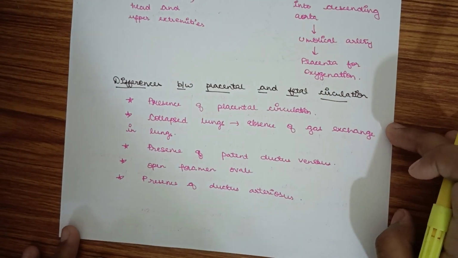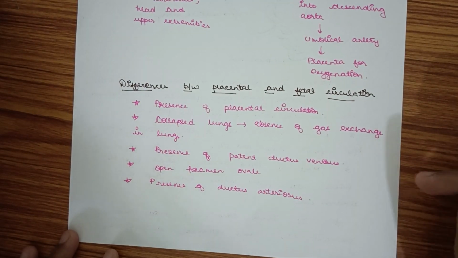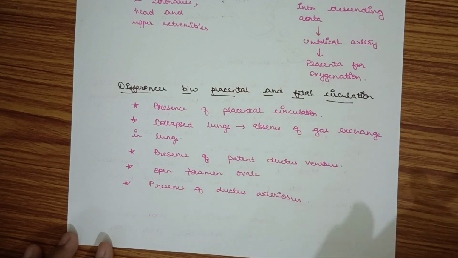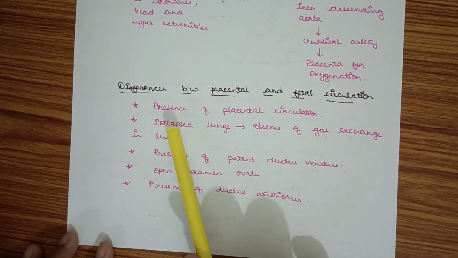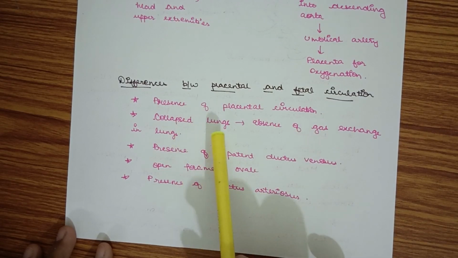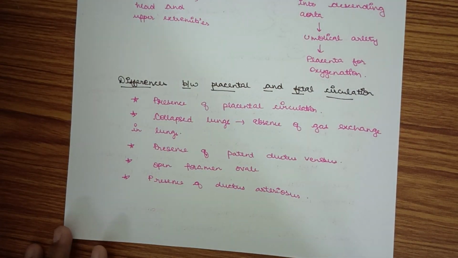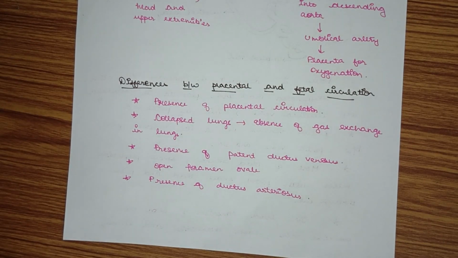Now we'll look at the differences between the placental and fetal circulation and the adult circulation. There is presence of placental circulation in case of fetus. There'll be collapsed lungs in case of fetus, so there'll be absence of gas exchange in the lungs. There's presence of patent ductus venosus, patent ductus arteriosus, and open foramen ovale in case of fetus when compared to the adult circulation. So, this is the difference between the adult circulation and the fetal circulation.